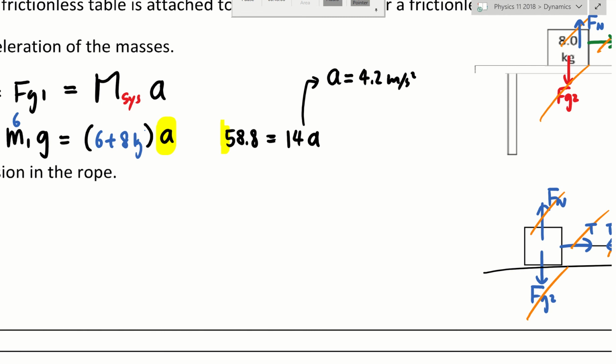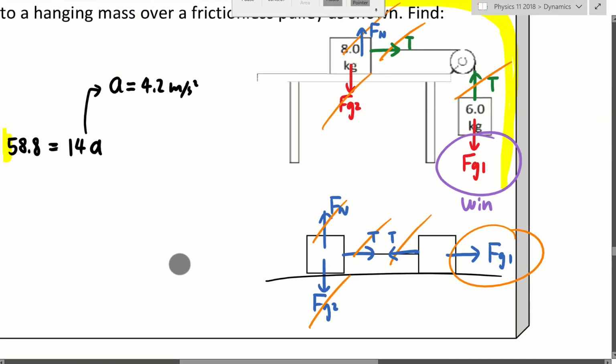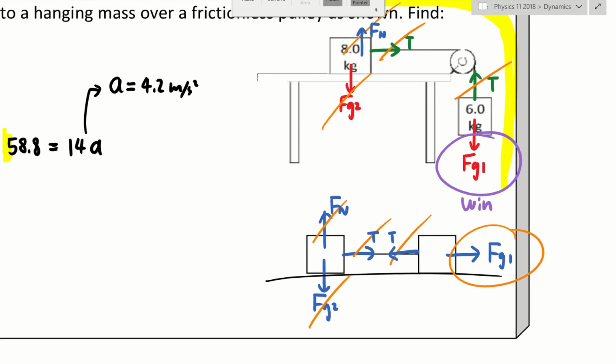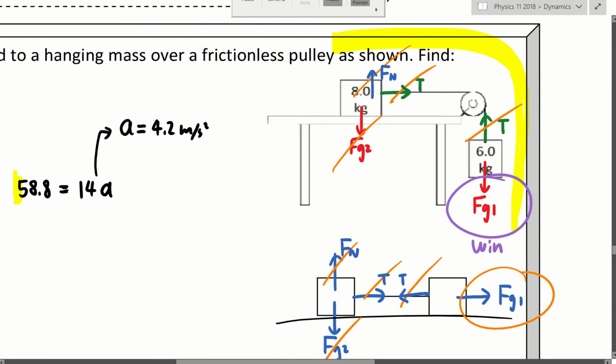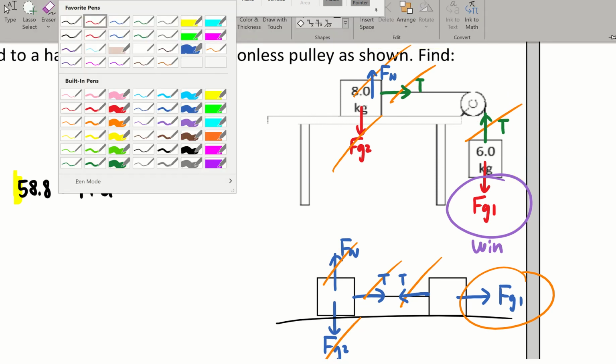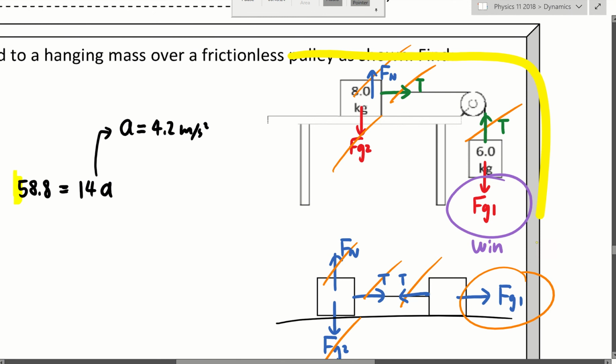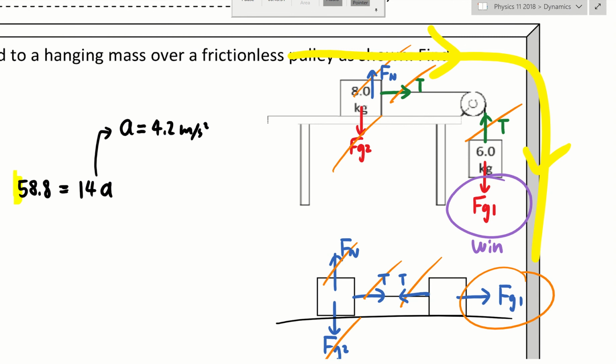Because you forgot to tell me the direction. 8 kilogram, right hand side. Or 6 kilogram, downward. These two objects are actually moving in different directions. If you look at the 8 kilogram box, it's moving to the right. If you look at Fg1, because it's winning, it's sliding down, right? The entire system is going in this direction. So it depends on which box you're looking at. The direction is going to be different. It's the same number, 4.2 meters per second squared.